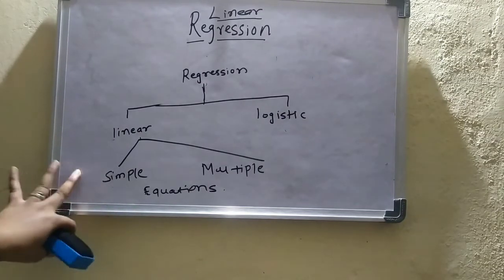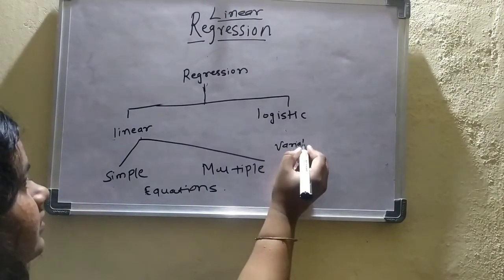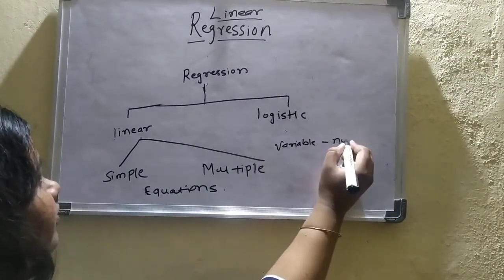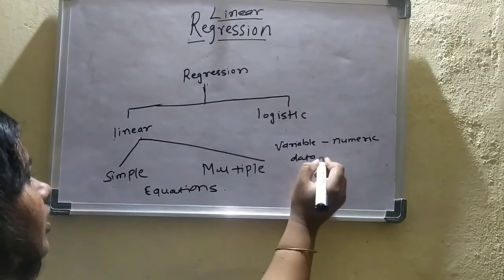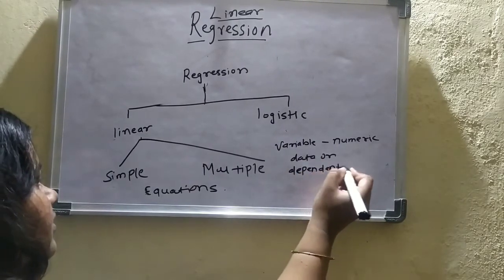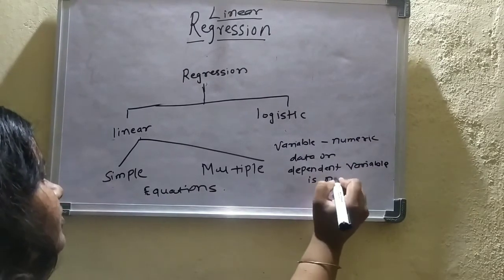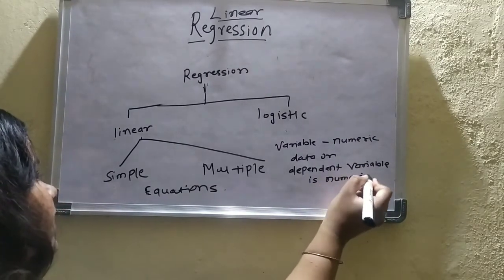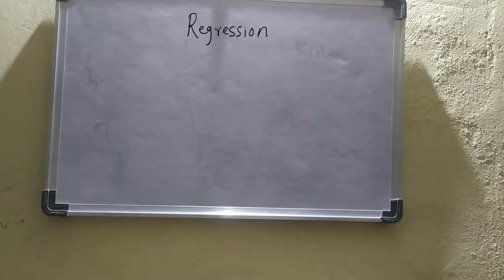In regression, it is mostly preferred when the variable is in the form of numeric. When the data or the dependent variable is numeric, we use regression for analysis. This is the most important thing to remember when we go with regression. Regression is a very important concept when we are dealing with machine learning.